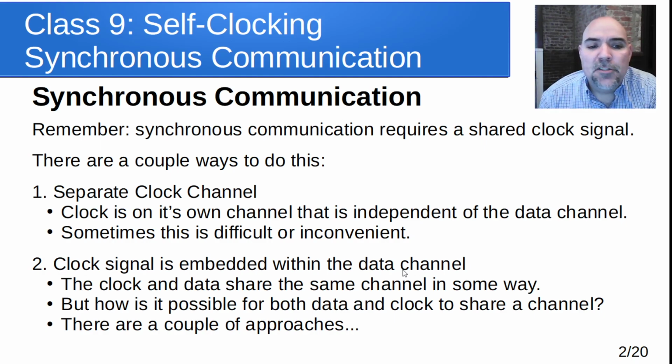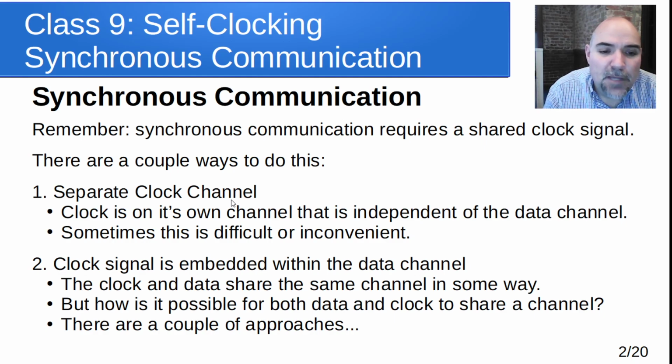And there are a couple ways to share that clock signal. The one that we've looked at so far falls into this category 1, having a separate clock channel. In other words, we have this completely independent clock channel that in our case was a separate wire. Just like in SPI had SCK, just like I2C had SCL, and just like in our labs, we ran that extra wire from one of the boards to the other board, and that acted as the clock channel and only the clock channel. So in other words, in that separate clock channel setup, the clock is on its own channel, and it's completely independent from the data channel.